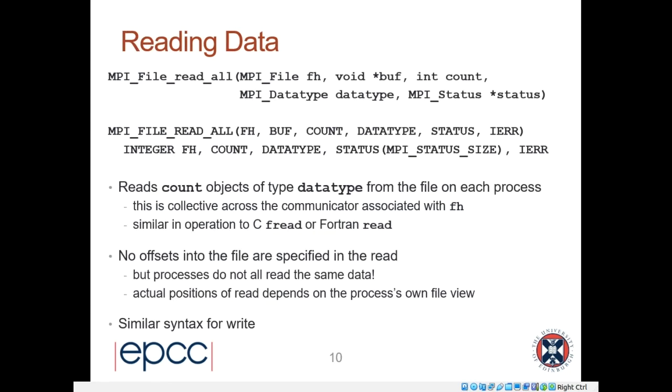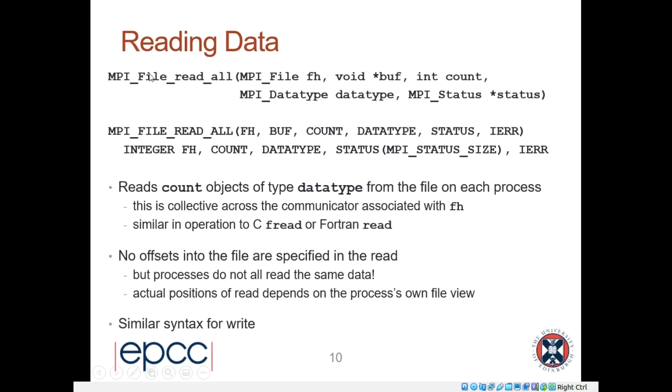I've got read here, but you can do write as well. Once you've opened a file, you do MPI file read all or write all: the file handle, a buffer, a count, the data type, and the status. So in the read, this just looks like a receive. The MPI IO model is a bit like a receive. A read is like receiving from the file.